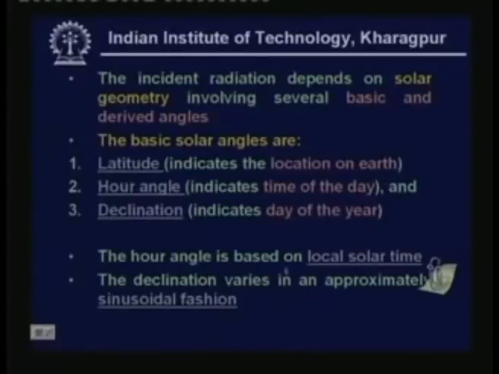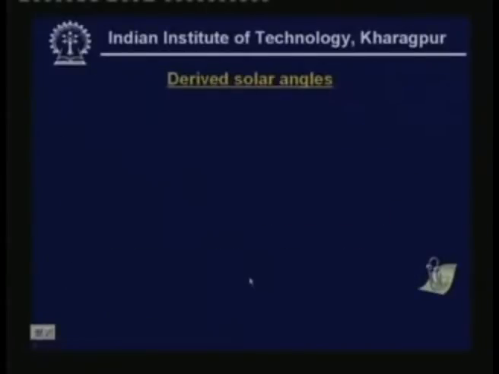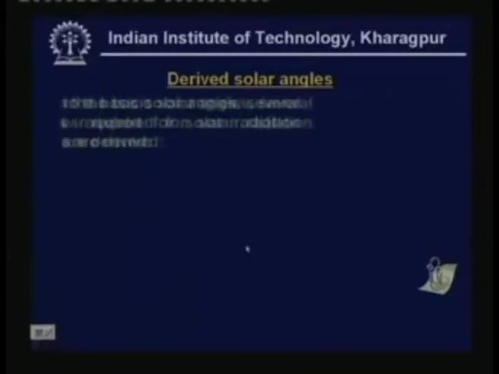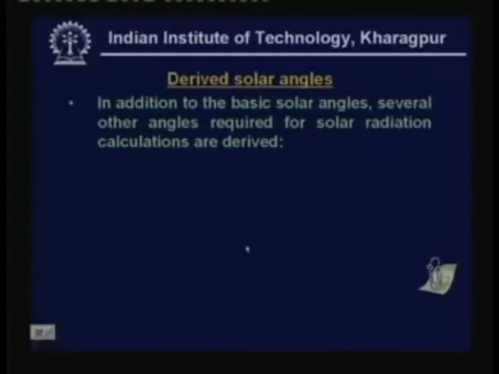Okay, so these are the basic solar angles. Now, let us look at derived solar angles. In addition to the basic solar angles, several other angles required for solar radiation calculations are derived. First one is what is known as altitude angle. So, let us see what this altitude angle is.